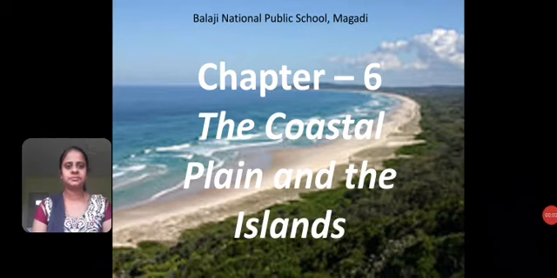Hi children. As we know, India has 6 physical divisions. In that we studied the northern plains, the northern mountains, the western desert and the southern plateau. Today we are going to learn about the coastal plains and the islands. Chapter 6, the coastal plains and the islands.